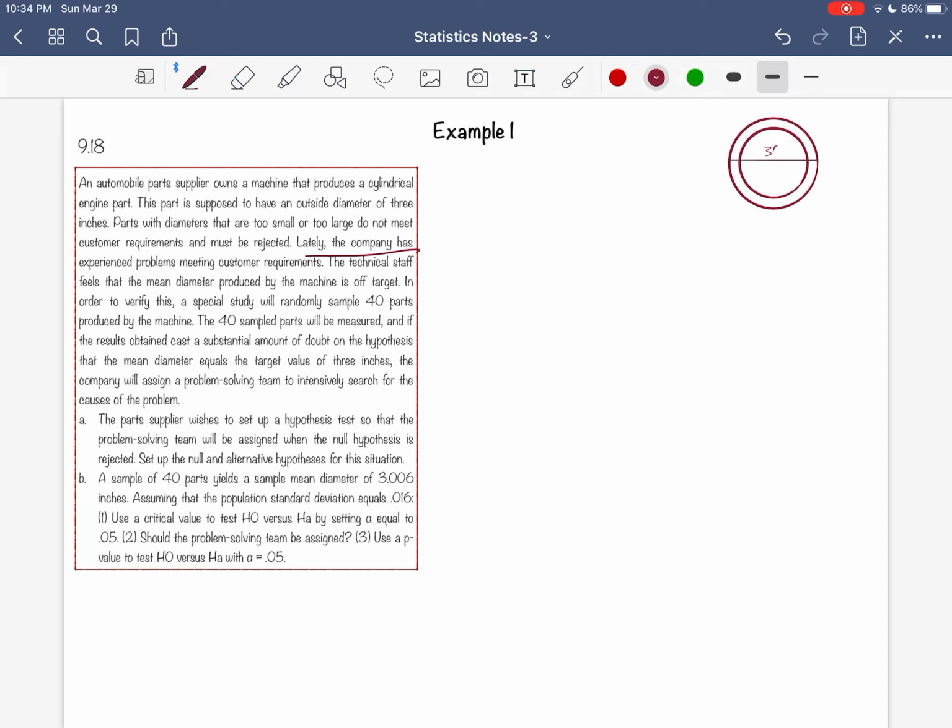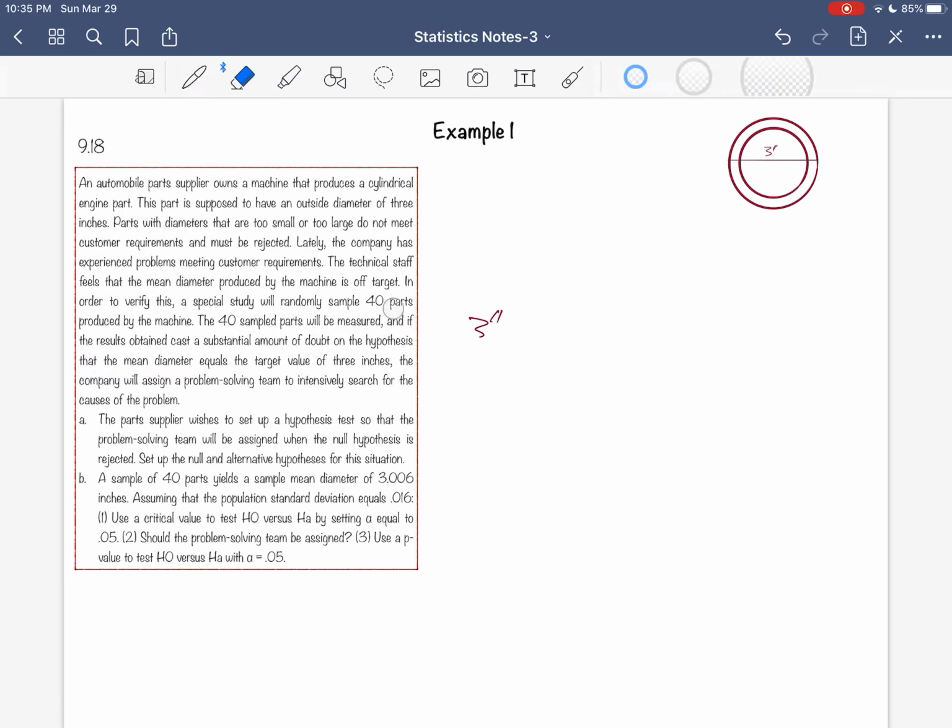Lately, the company has experienced problems meeting customer requirements. The technical staff feels that the mean diameter produced by the machine is off target. In order to verify this, a special study will randomly sample 40 parts produced by the machine. Perfect. So they didn't tell us they think it's more or less, they just said it's off. The 40 sampled parts will be measured, and if the results obtained cast a substantial amount of doubt on the hypothesis that the mean diameter equals the target, which is 3 inches, the company will assign a problem-solving team to intensively search for the problem.